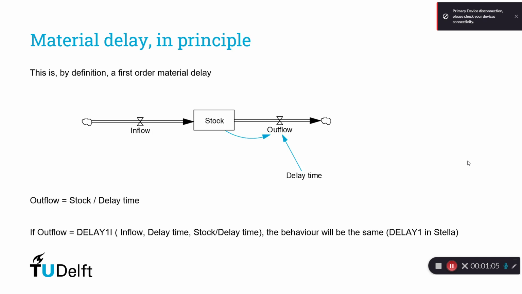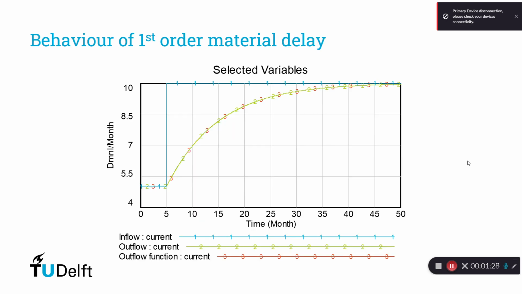Now, in principle, or actually by definition, this is the first order delay. We have a stock with an inflow. The inflow has any value which you can give it, and the outflow is defined as the stock divided by the delay time. This is by definition a first order material delay. The behavior of a first order material delay is as you see.